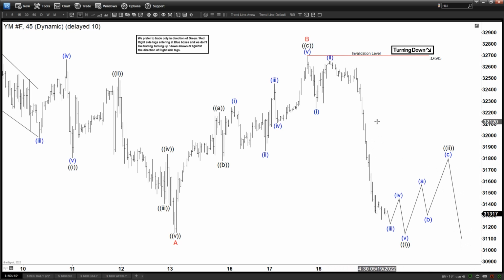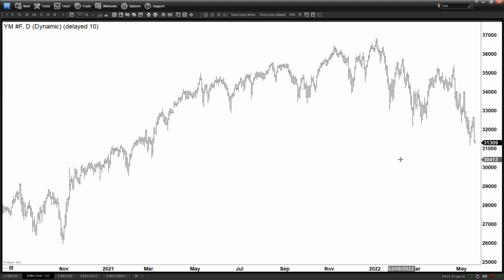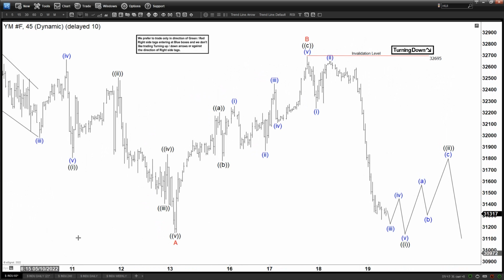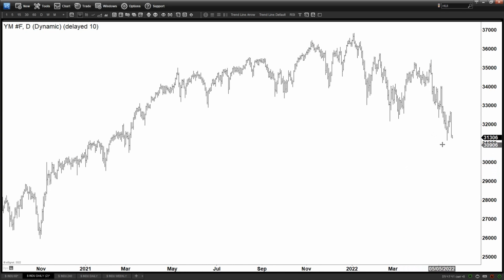All right, so now let's zoom out a little bit to get an idea where we are and what we can expect. Let me zoom out to the daily time frame, and let me put this A and B on the daily time frame here. So this is your A and B here.